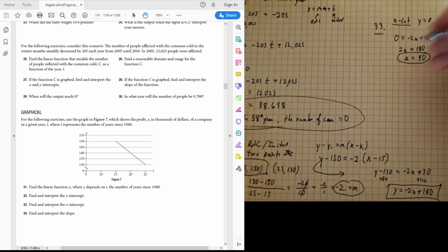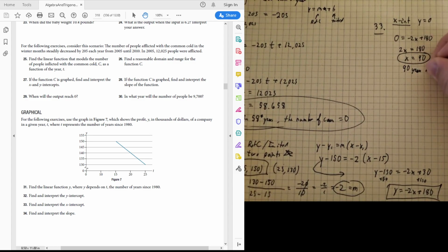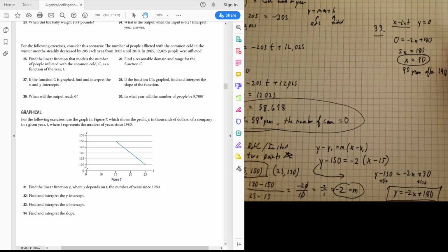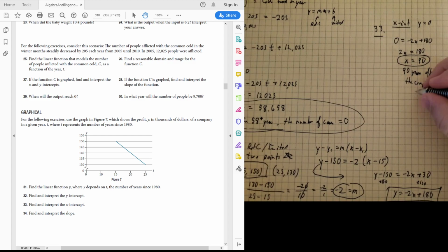Now, what does this mean? That means that 90 years after 1980, what was this thing about? The company will have 0 profit.